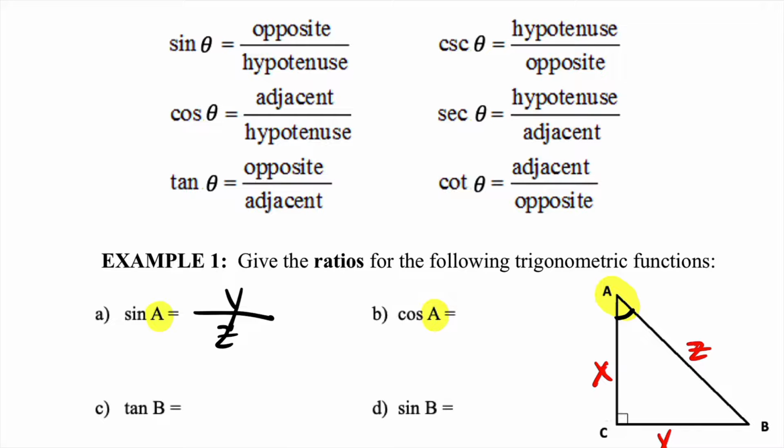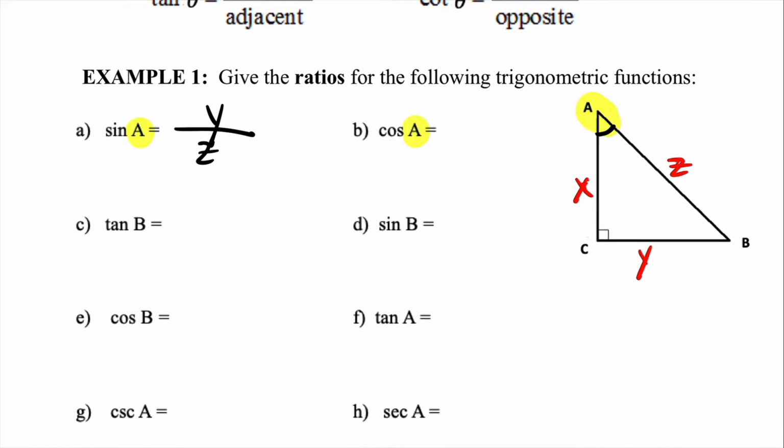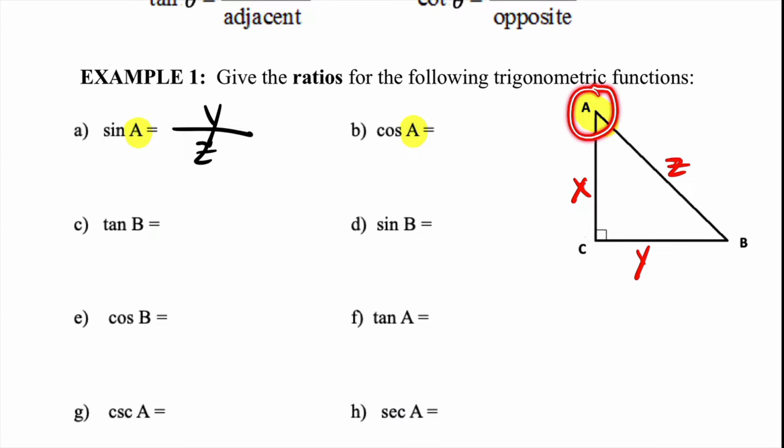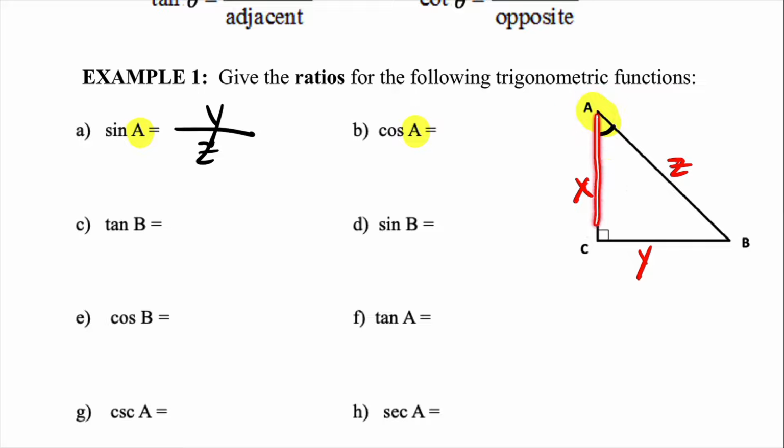So let's look at A. Which side is right next to A? It's actually going to be X. Why isn't it Z? Isn't Z close to it too?